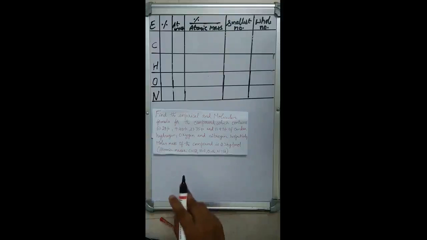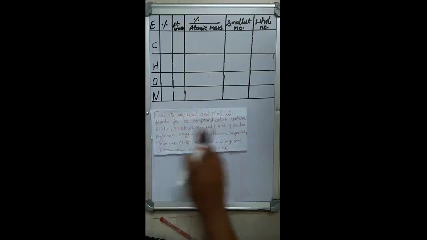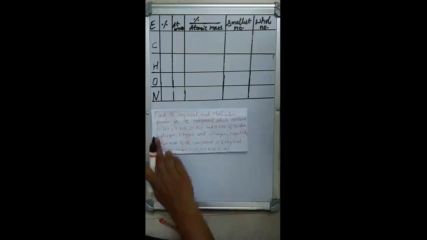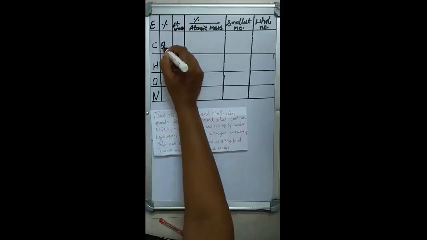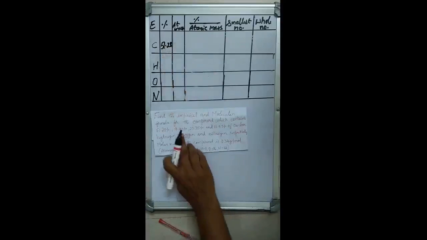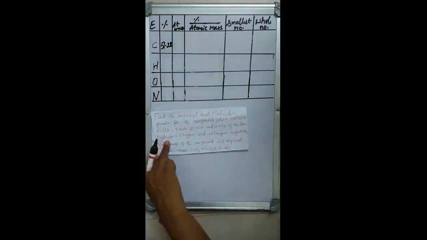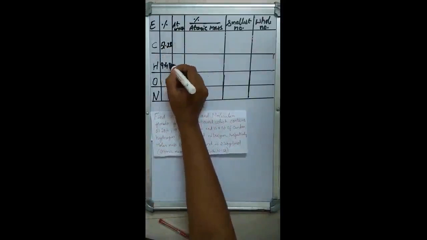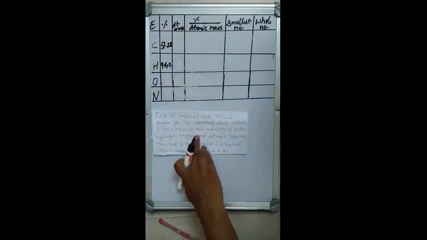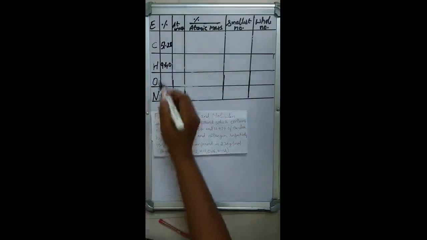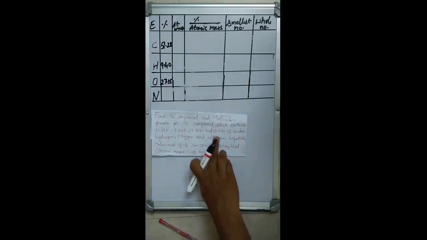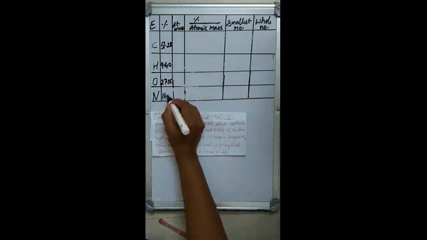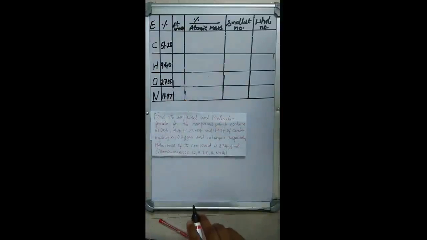Now what is the percentage of these elements according to the question? So 51.28% of which one? That is carbon. Okay, so 51.28% of carbon. Then 9.40% of which one? Hydrogen. So 9.40. Now 27.35% of which one? It is oxygen. So 27.35. Okay, then nitrogen, it is 11.97. I hope you understood.